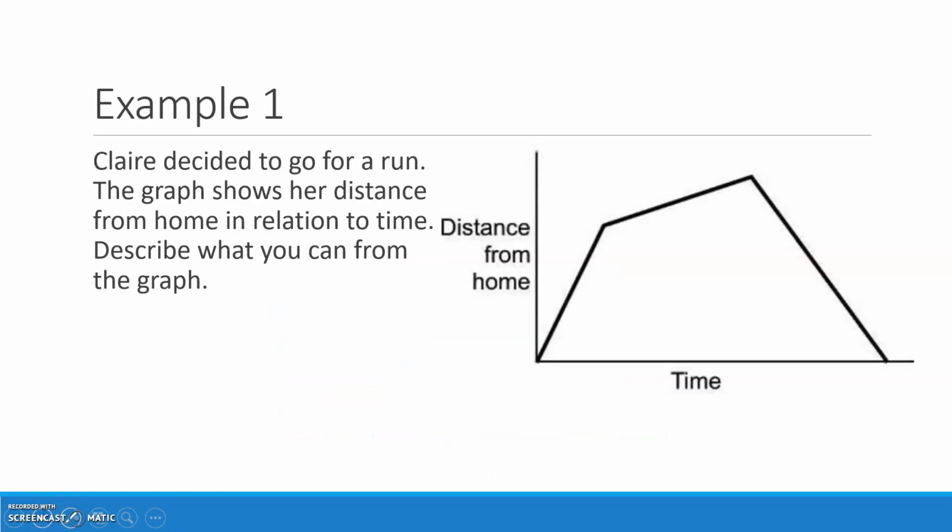All right, so Claire decided to go for a run. The graph shows her distance from home in relation to time. Describe what you can from the graph. So we need to know what's happening here. As this axis moves this way, what's happening? Our time is increasing, or the more time has passed. So time is passing. It's not going backwards, we're just continuing forward.